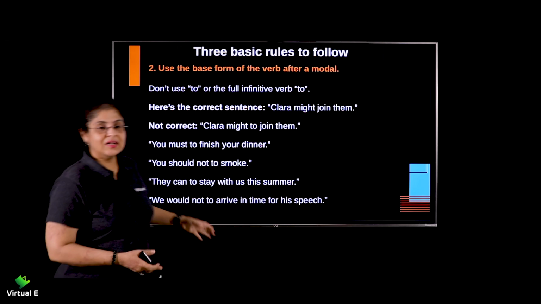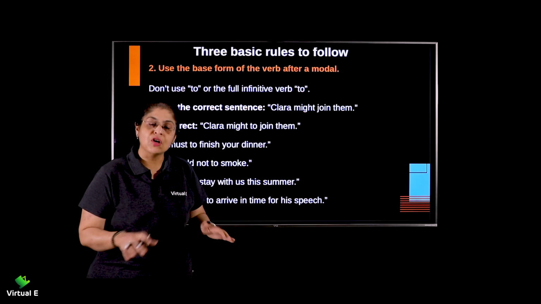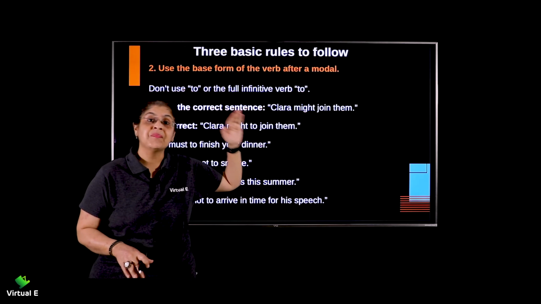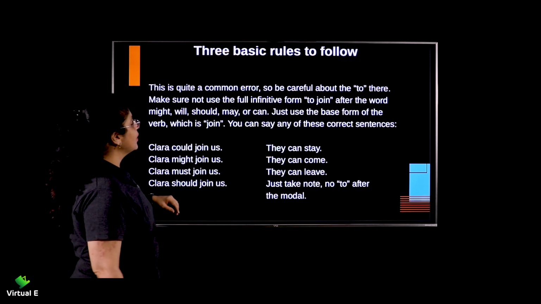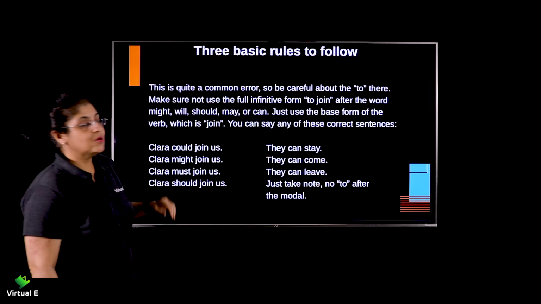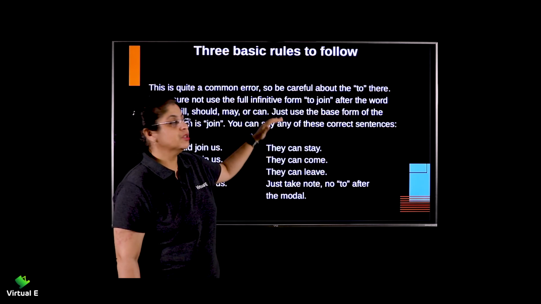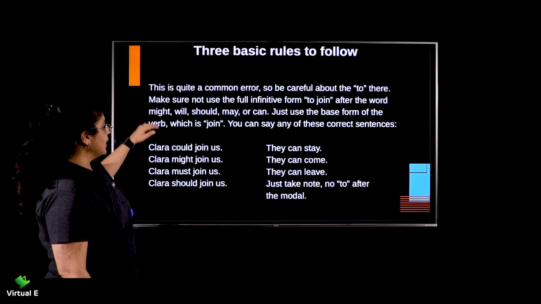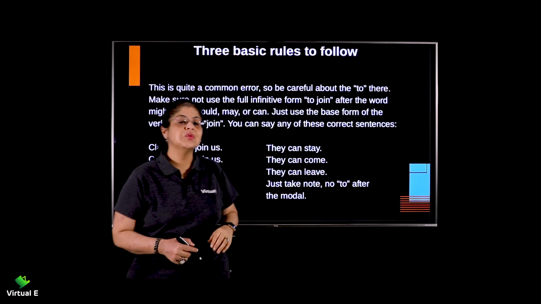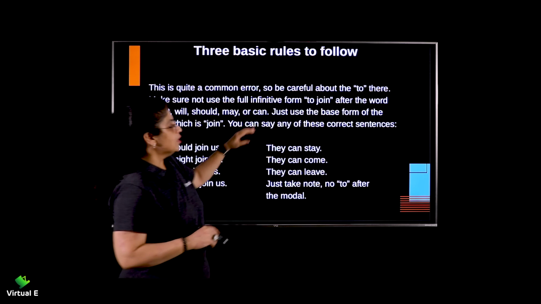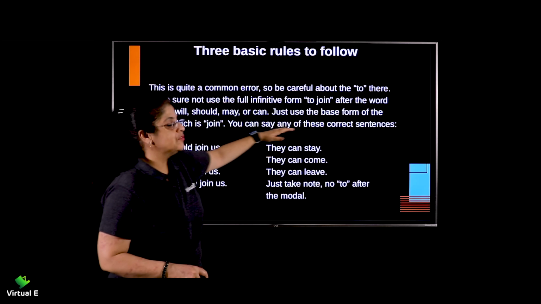So you see very clearly with all these examples, you can actually find out the to is not required. So we use the verb in its base form, the way it is. Now, this is quite a common error. So be careful about the to there. Make sure not to use the full infinitive form to join after the word might, will, should, may or can. After all the modals, we do not use to. Just use the base form of the verb, which is join. You can say any of these correct sentences.